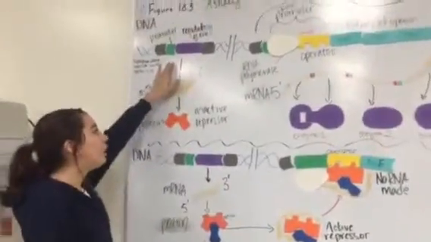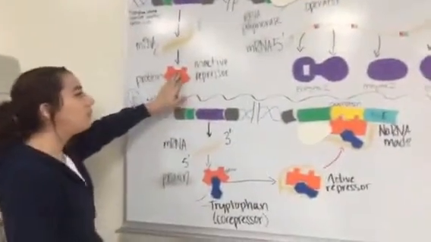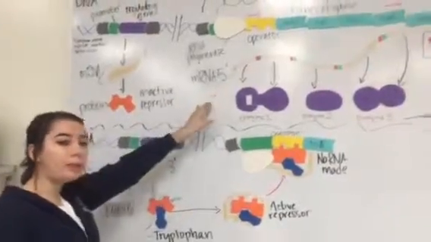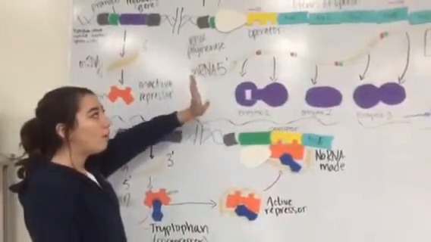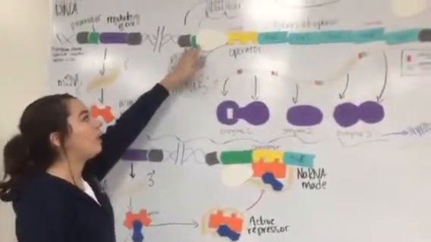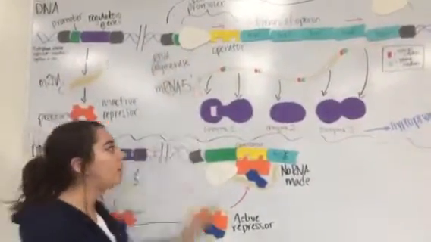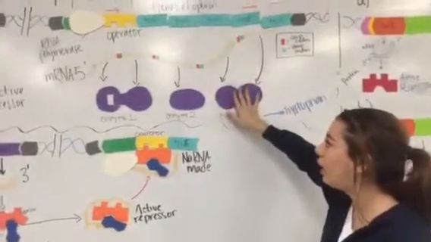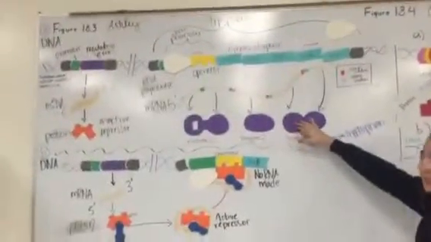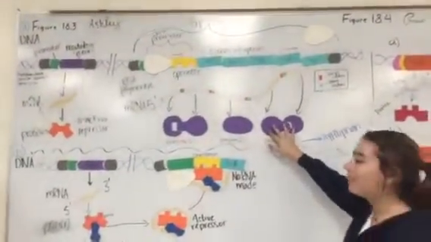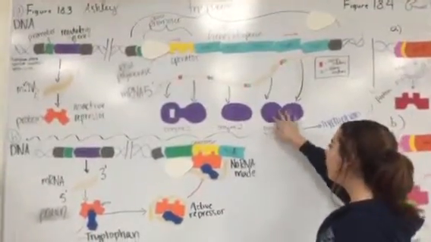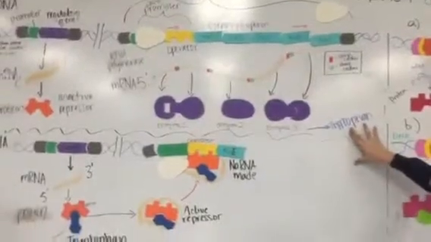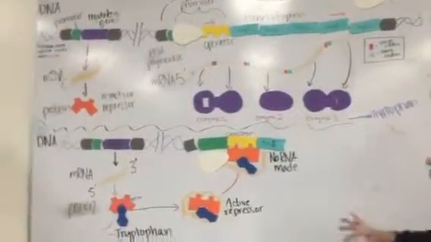Okay, so the regulatory gene codes for the inactive repressor, and the inactive repressor is unable to attach to the operator, making transcription by RNA polymerase possible, so the genes of the operon are able to be expressed. The genes of the operon code for the polypeptide subunits, and this makes enzymes which are used for making tryptophan.